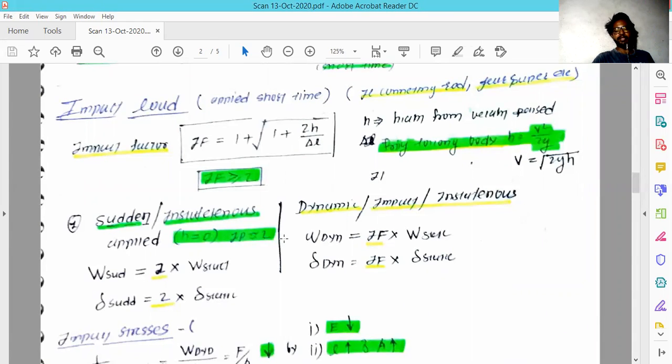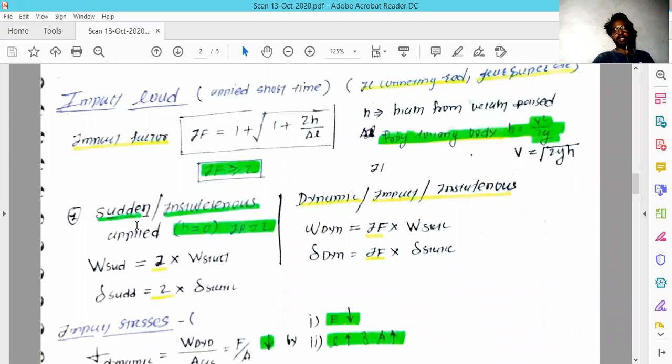Second, you should keep in mind that the impact factor value will always be greater than or equal to 2. How? Because in a sudden and instantaneous applied load, it is like if you keep your two hands in a closed position and apply a jerk from one hand to the other, there will be no height difference, because the height will be zero, but you still get some kind of force. So in this condition, the h value becomes zero, and the impact factor becomes 2.